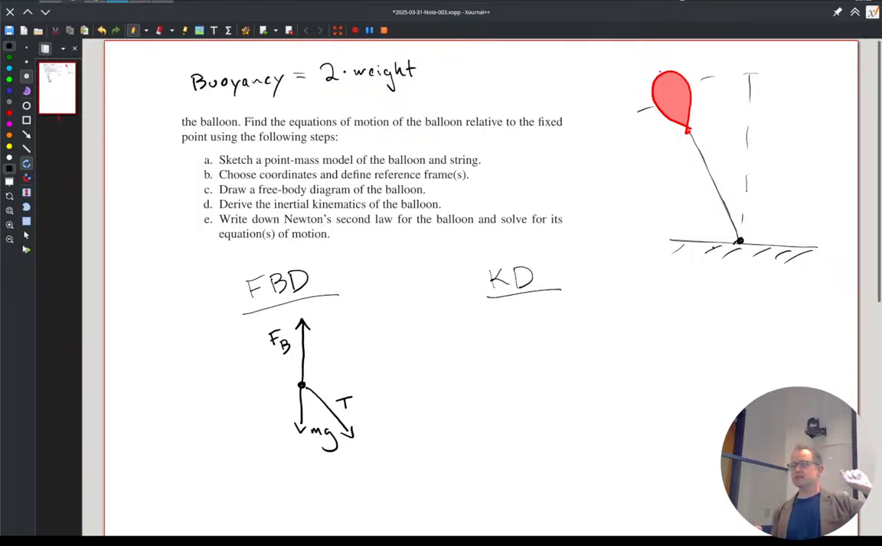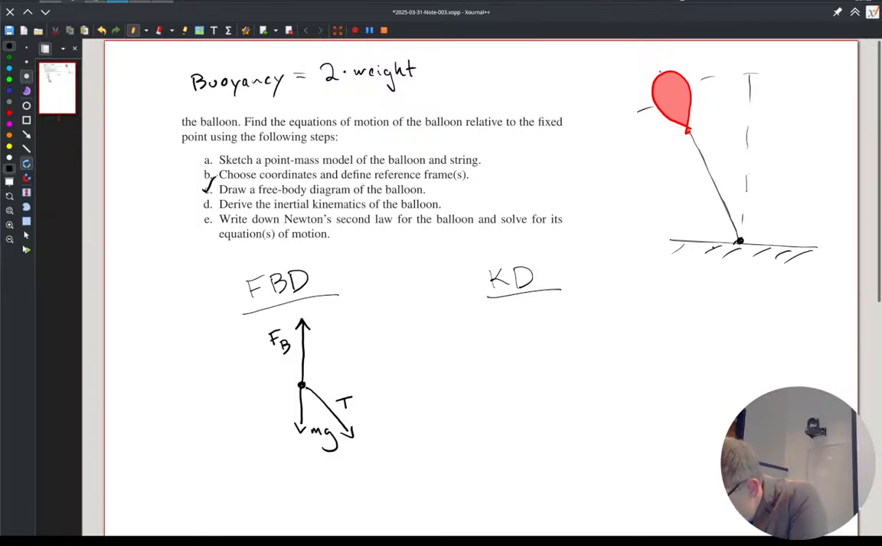It's not that tension is always going to be 10 newtons. It has to be whatever it needs to be so the balloon doesn't float away. So it's always there, we just don't know what it is. Gravity and buoyancy, those we know, but tension is a constraint.